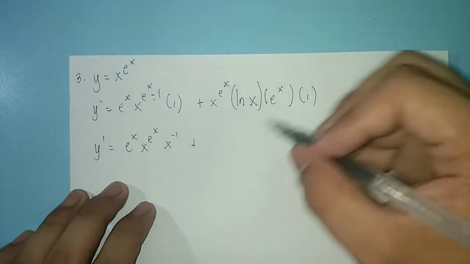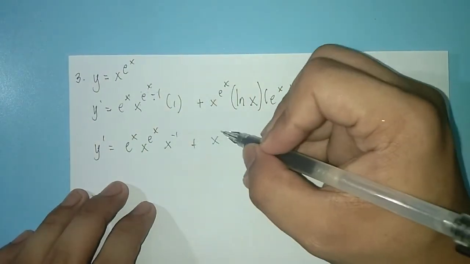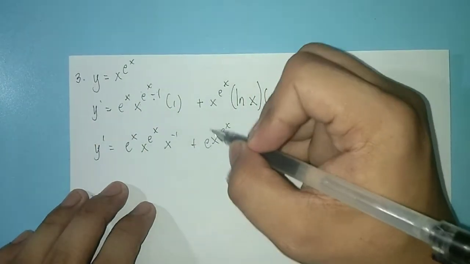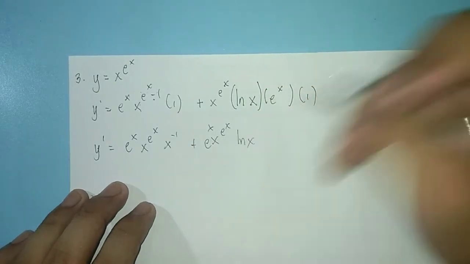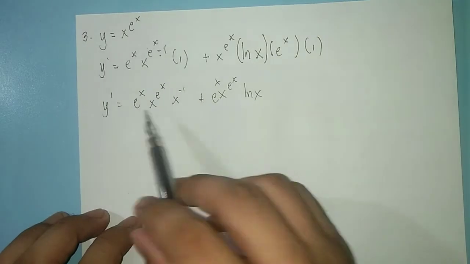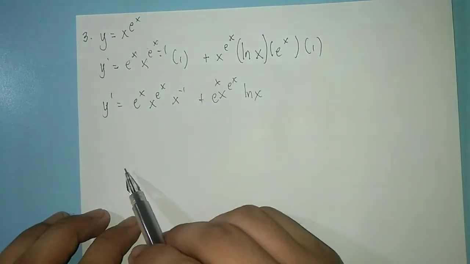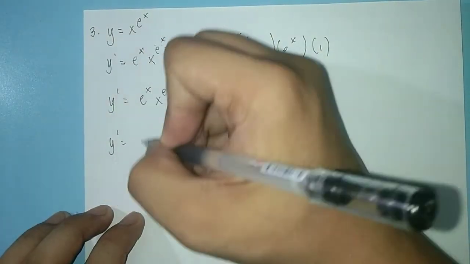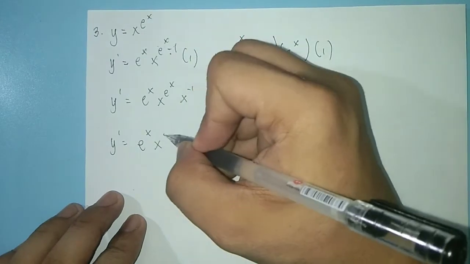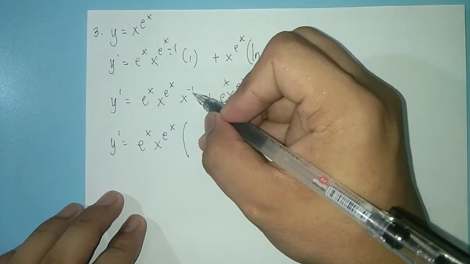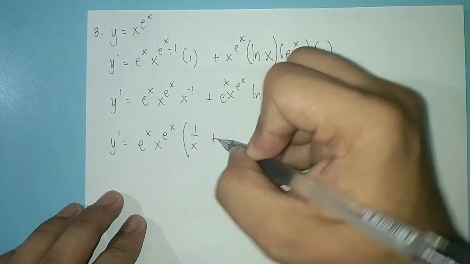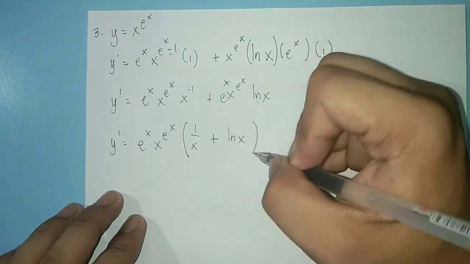Plus, ito naman, x e raised to x din, tapos ln x. So, kung mapapansin nyo, kitang-kita kagad yung common factor nila. So, ano yung common factor? That is e raised to x, tapos x e raised to x. Then, ano yung natira? X raised to negative 1 or 1 over x plus ln x.